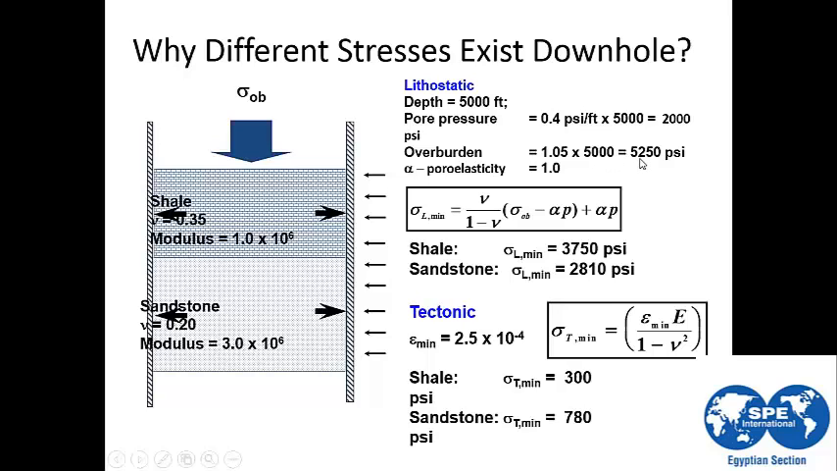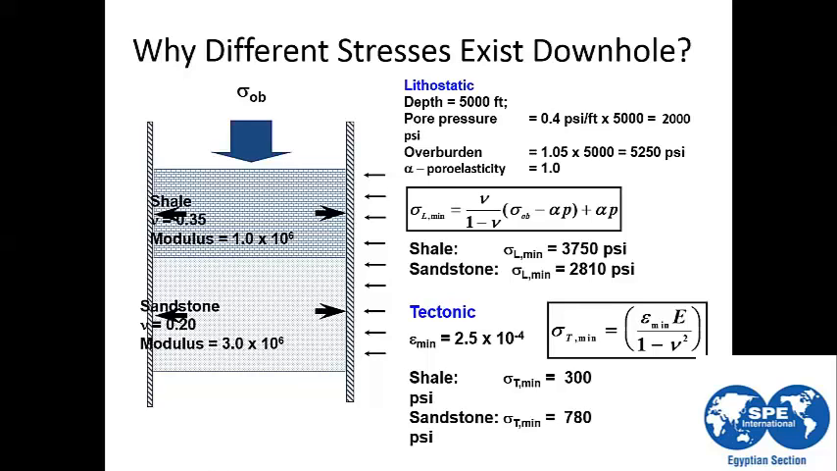This is equal 5,250. We are going to use pore elastic constant equal to 1. Then we can calculate the lithostatic stress for the shale and for the sandstone by using the Young's modulus and Poisson ratio values. If we calculate these values, we will see that the shale has higher lithostatic stress than the sandstone because of the difference in Poisson ratio and Young's modulus for the shale and for the sandstone.